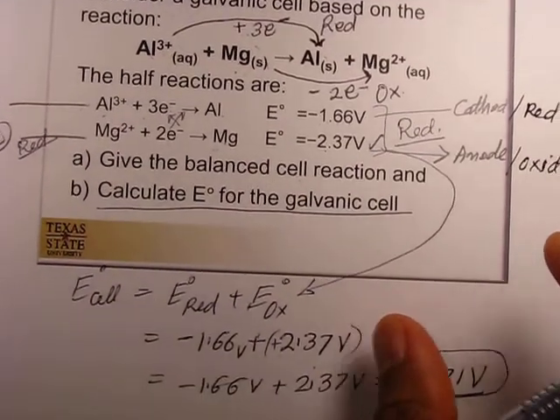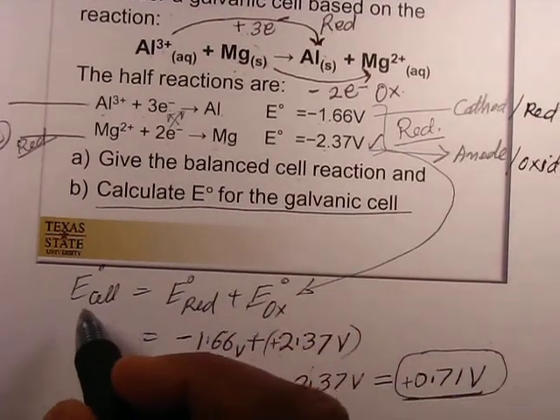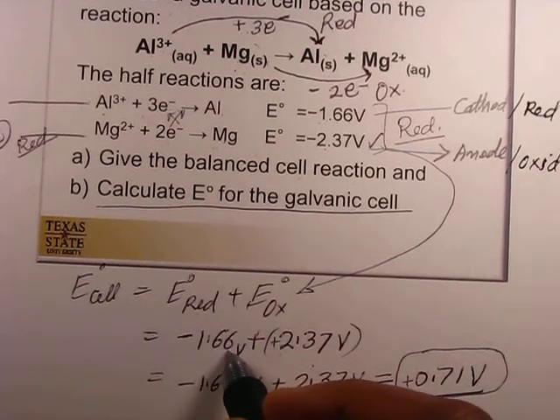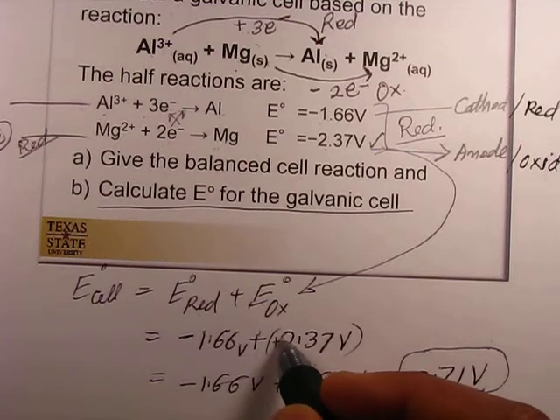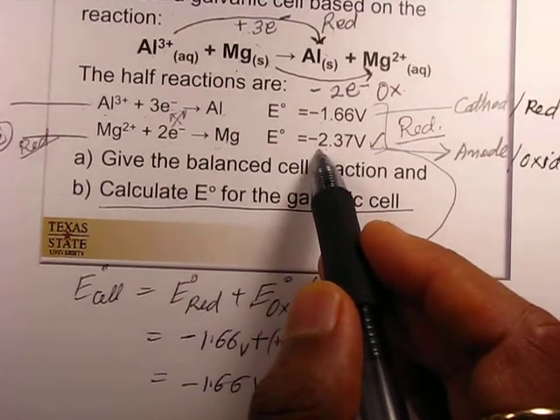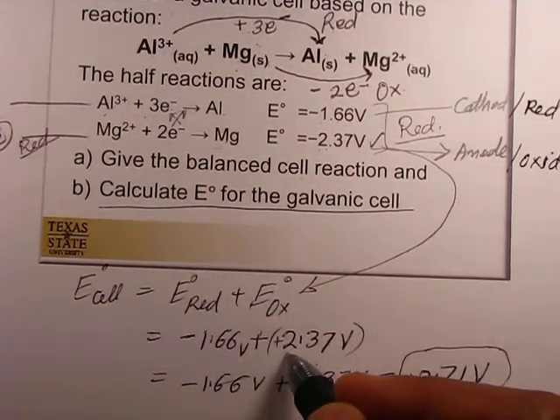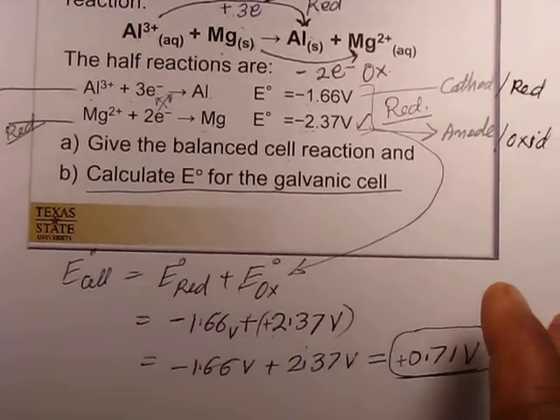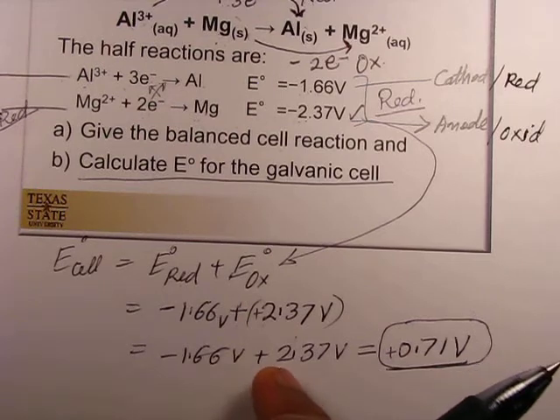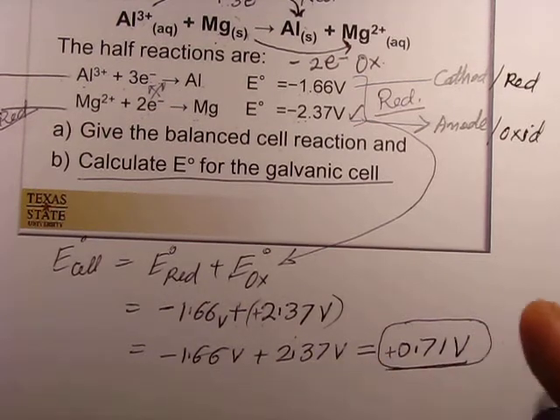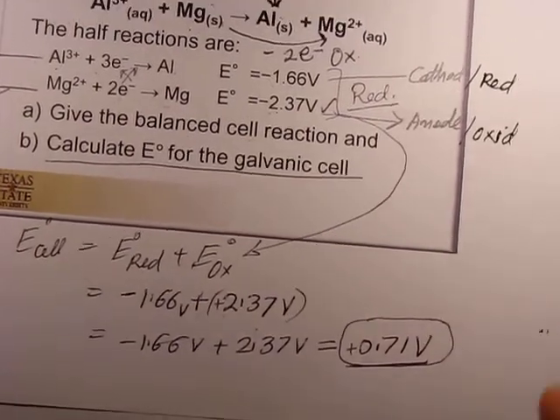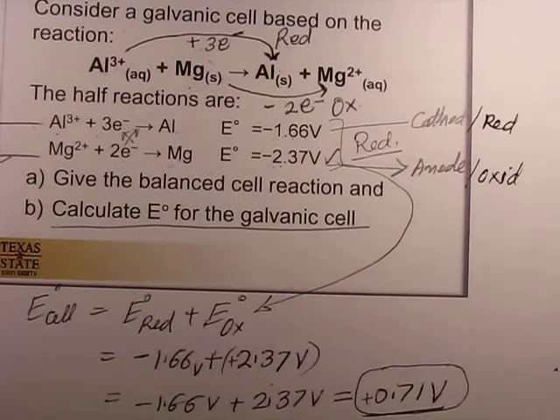Now how are we going to calculate E cell? E cell will be E reduction plus E oxidation: negative 1.66 plus, then we have to change the sign of this magnesium from reduction to oxidation, plus 2.37 volt. Once we open the parenthesis, basically we have to subtract these two values and the E cell 0 will become plus 0.71 volt. So this was another example.